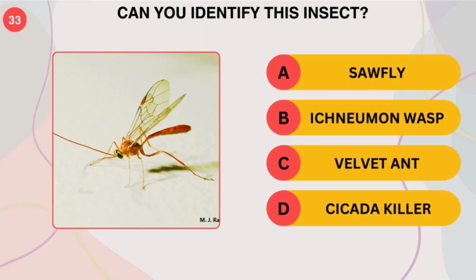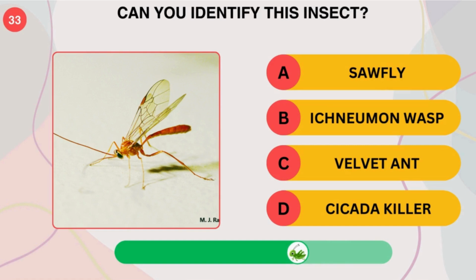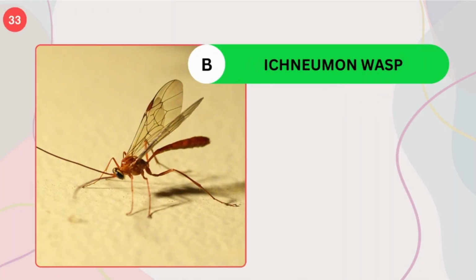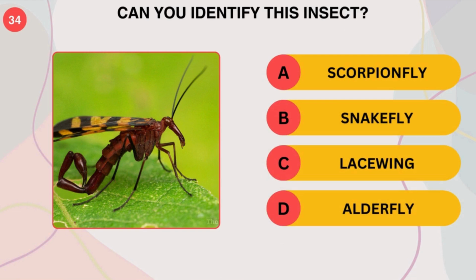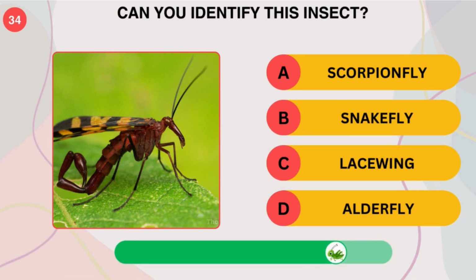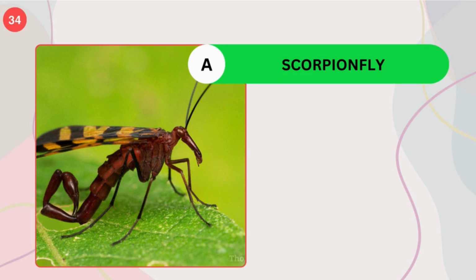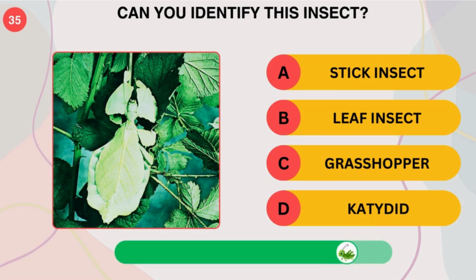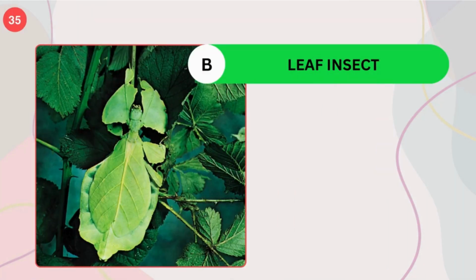What insect is depicted here? Ichneumon wasp. Which insect appears in the image? It's a scorpionfly. Can you recognize this insect? Leaf insect.